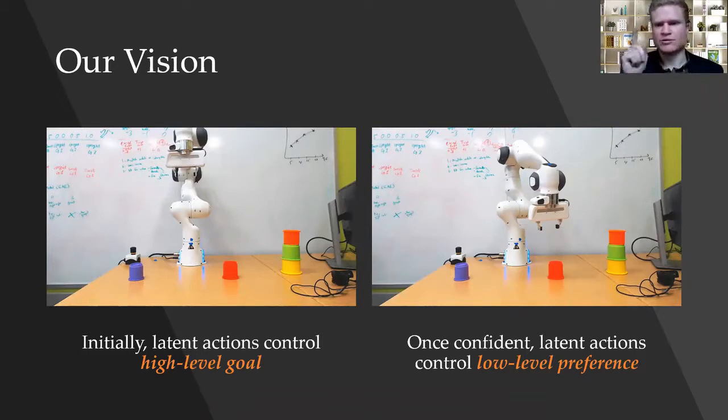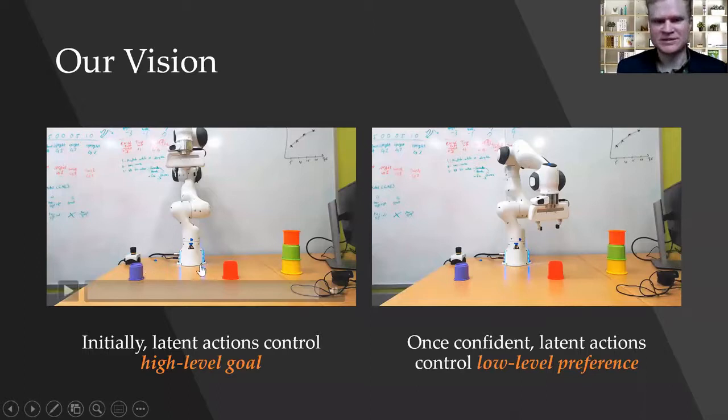We imagine settings where the human is trying to control the robot to reach different discrete goals. Here, there are these two different cups on the table, and the robot does not know which cup the human wants to reach a priori.